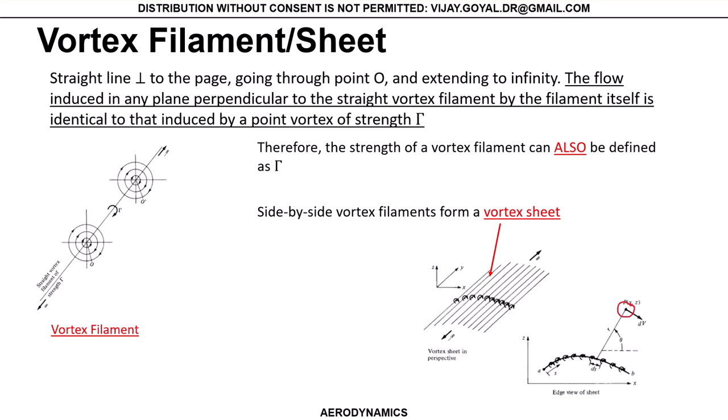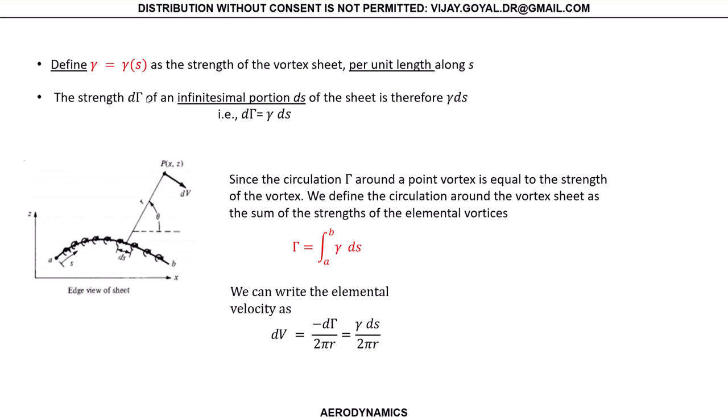So if you remember, we derived this a couple of classes back, where gamma is now a function of S, because there is a source that goes along this line, and then you can define gamma times delta S. The total circulation around this vortex sheet is given by this expression, and we derived this a couple of classes back. And we can write the elemental velocity at a point P located right here. That velocity is given by this expression here. If you recall, we did that.